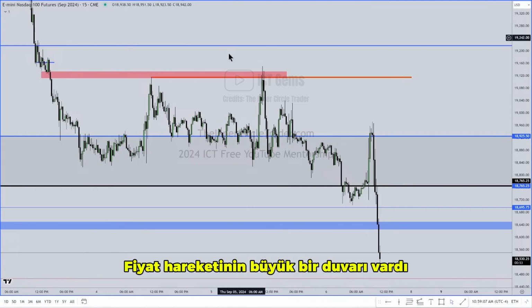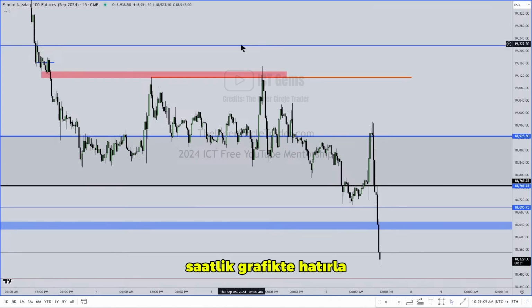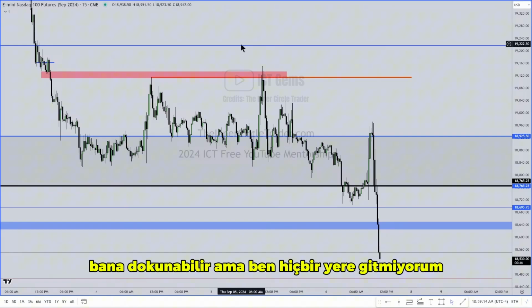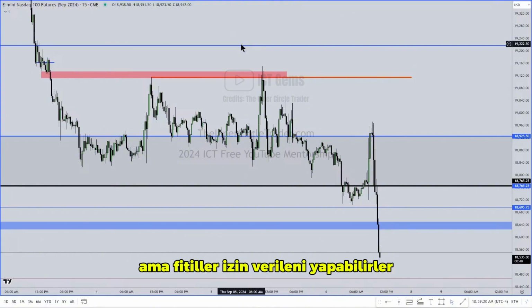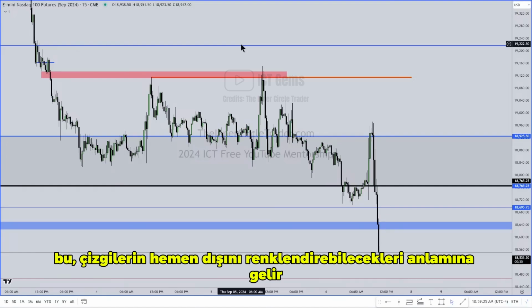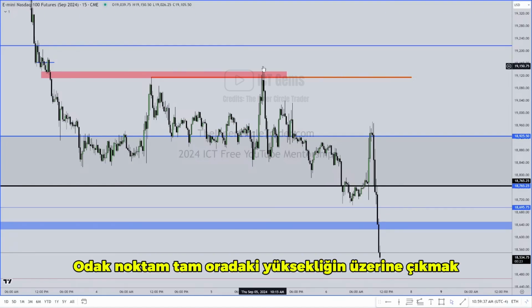I had that big wall of price action. Remember on the hourly chart? It's all those wicks that were saying, I'm a balanced price range. It might touch me, but I'm not going anywhere, and I'm going to keep price from going any higher. But the wicks can do what? They are allowed to do the damage. That means they can color just outside the lines. But more importantly, my focus is I'm getting above that high right there.